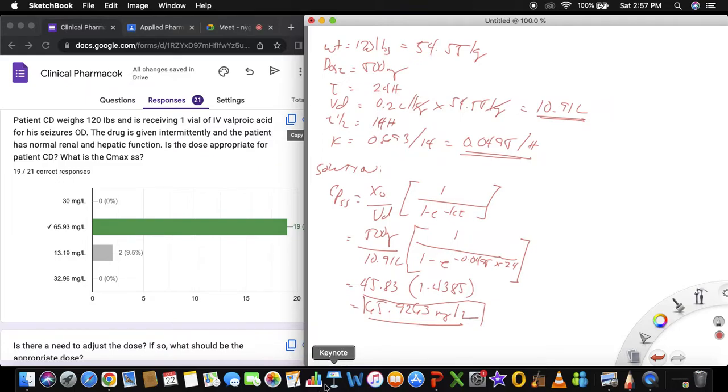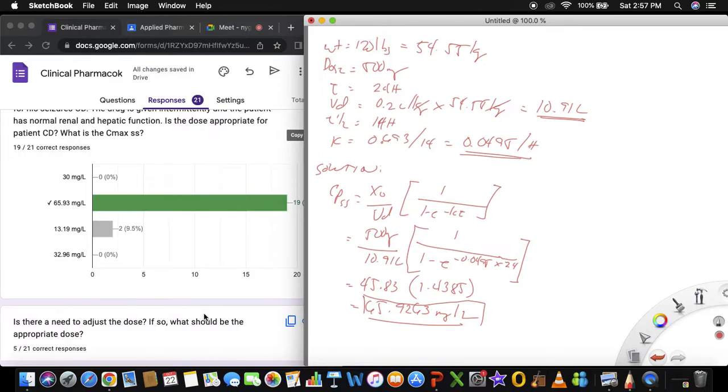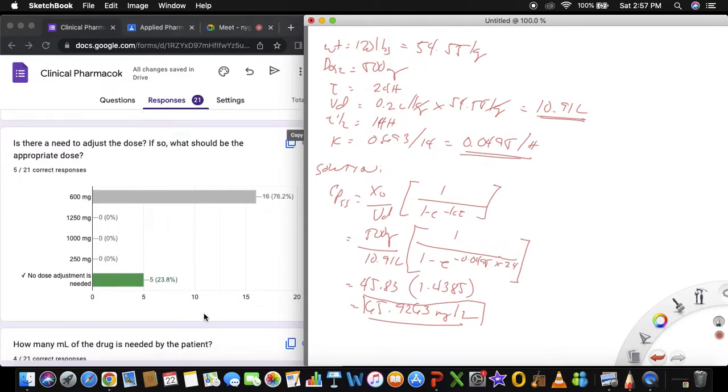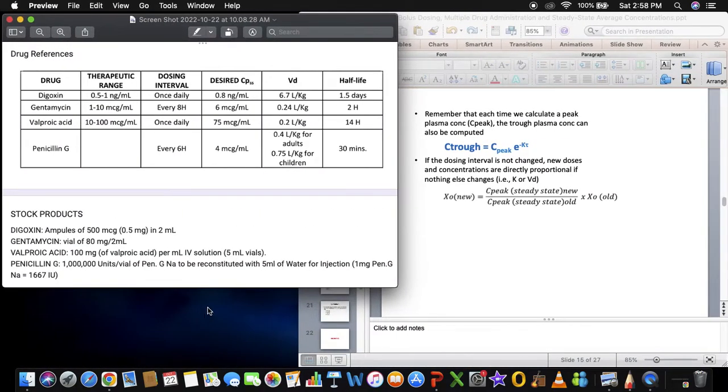So, is there a need to adjust the dose? If so, what should be the appropriate dose? A lot of you guys answered 600 milligrams. I believe ginawa nyo to meet the desired CPSS of valproic acid, which is 75 micrograms per ml. Okay? So, question class, kailangan ba natin i-adjust yung dose? Is there a need to adjust the dose?